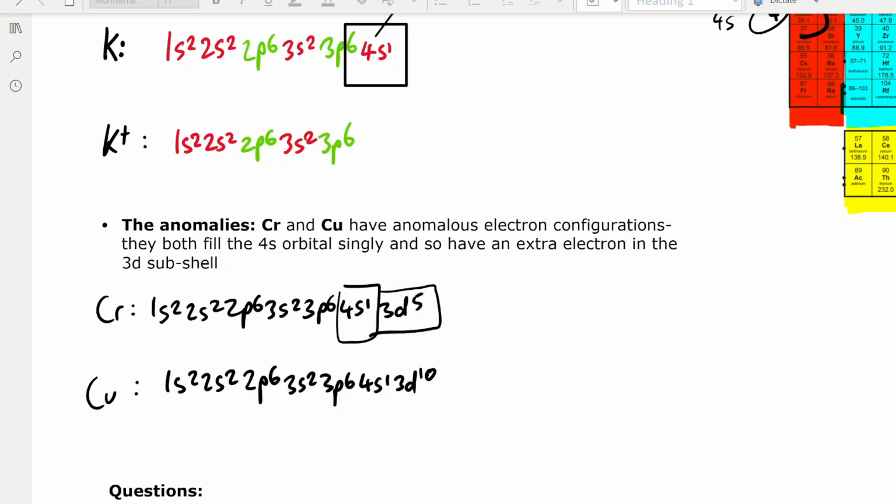It's just one of those things that you have to learn. And then the same goes for copper, so it's got only 1 electron, a partially filled 4s subshell, and then an extra electron. So normally it would be 4s2, 3d9, but instead it's 4s1, 3d10. Again, one of those things you just have to learn, and they will test you on it.